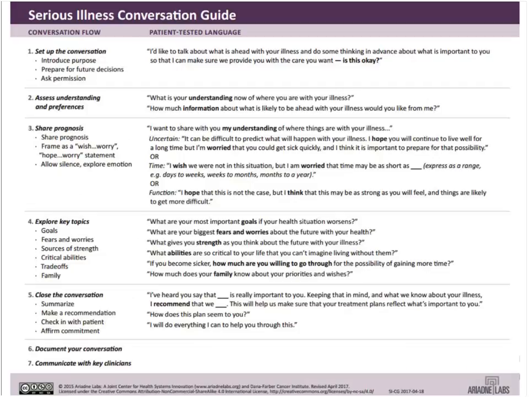So this is our guide. As you can see, it's set up with a conversation flow on the left-hand side and patient-tested language on the right-hand side. It has specific components: setting up the conversation, assessing illness understanding and preferences, sharing prognosis, exploring key topics, things like critical abilities and trade-offs, which Francine will go through, and then closing the conversation. And it has word-for-word questions that we have tested over time, probably in version 150 possibly now, about how to ask these questions.